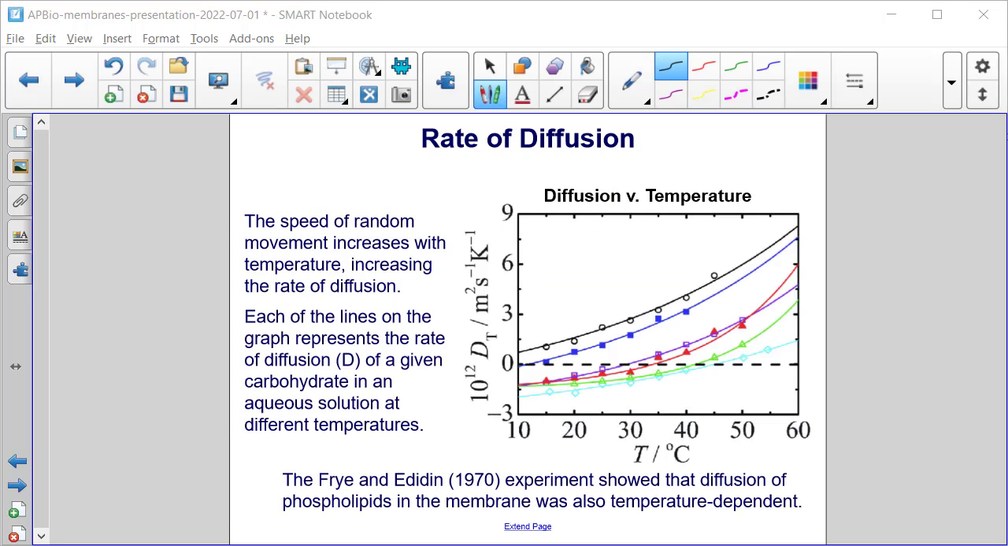The speed of random movement increases with temperature, increasing the rate of diffusion. So you can see each of the lines on the graph represents the rate of diffusion of a given carbohydrate in an aqueous solution at different temperatures. And in every case, you can see that as the temperature increases, so does the rate of diffusion. The Frye and Edidin experiment that we discussed in the previous section showed that diffusion of phospholipids in the membrane was also temperature dependent, as they repeated their experiment at various temperatures.